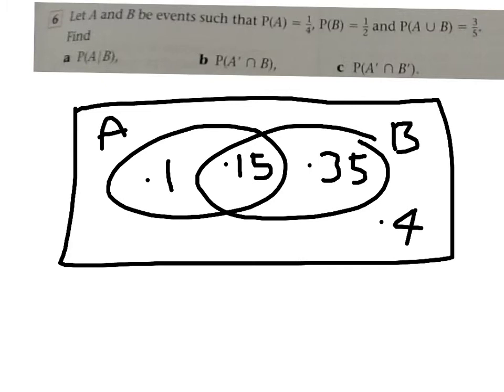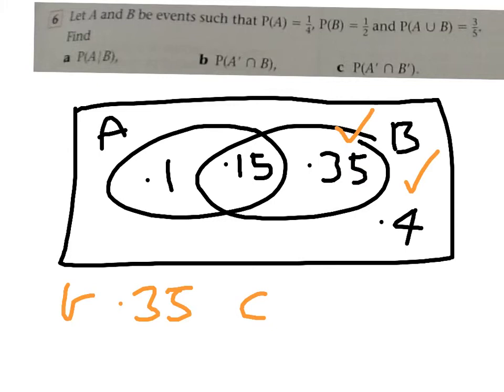The probability of not being in A and being in B at the same time, just change the colour here. So not being in A is there and there. Okay, so we're not in A and we're in B would be 0.35. Okay, so that's 0.35 for B. And C.